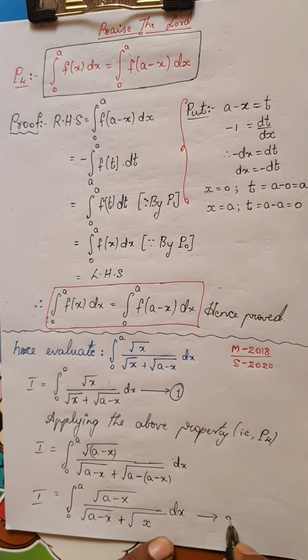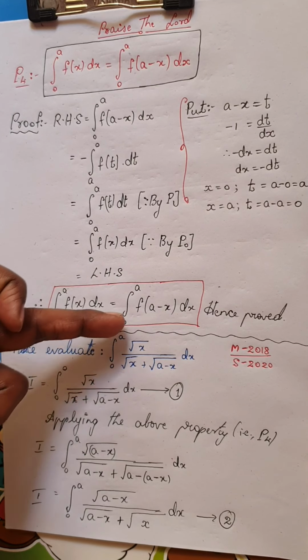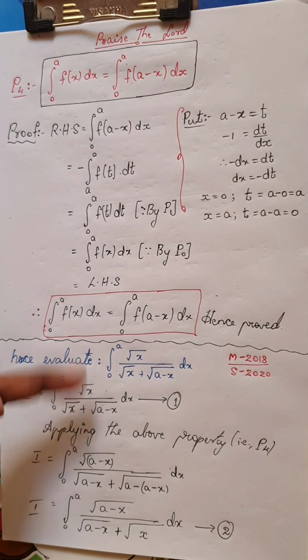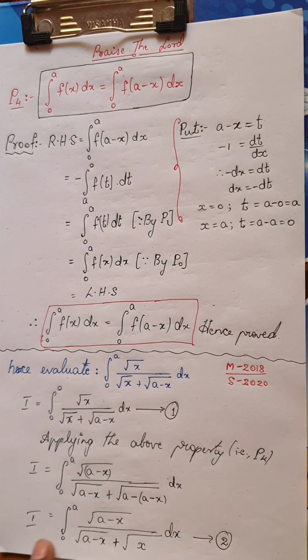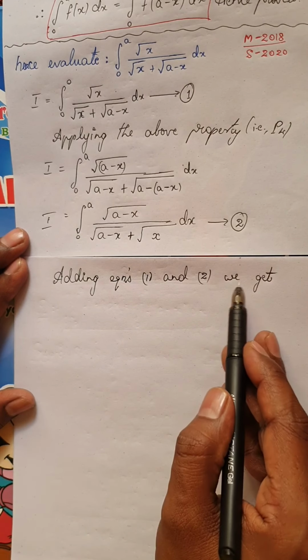Now I will consider this as equation 2. So the given integral is considered as equation 1, and after using the property once, whatever is the resultant, I will use it as equation 2. Now I will add equations 1 and 2 and see what happens. So adding equations 1 and 2 we get.